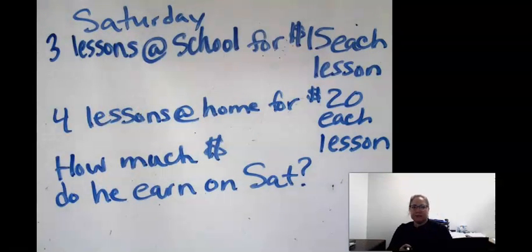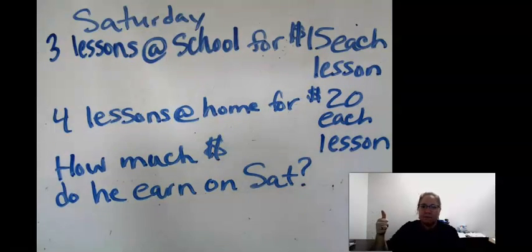So what do we need to do? What do you think the first step is? Correct. We're going to need to multiply to find out how much he got paid at the school and multiply how much he got paid at homes. And then what are we going to do? Step 3, we're going to combine them. We're going to combine how much he made at school with how much he made at homes. And that should give us the total.